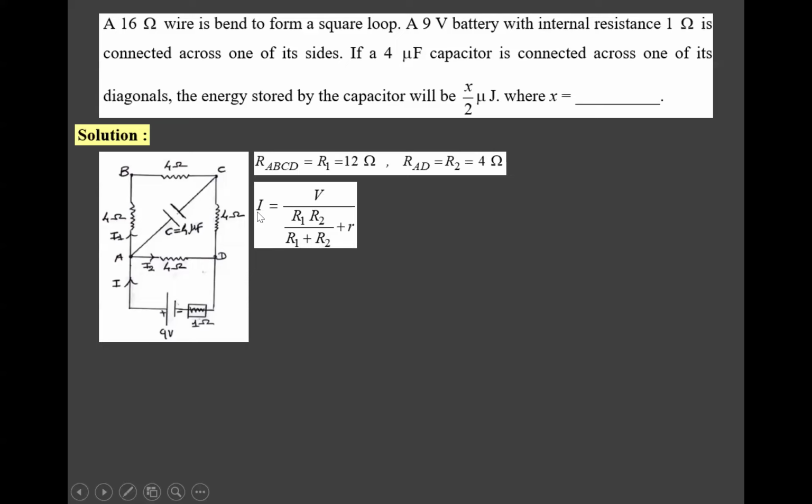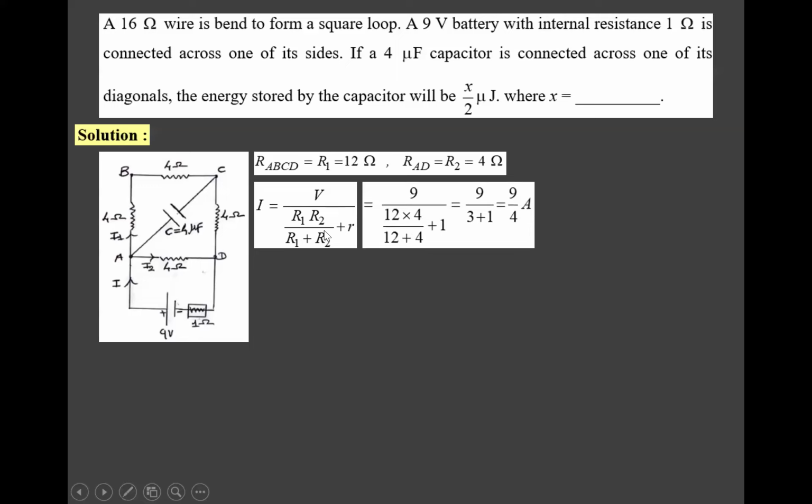So, current drawn from the battery, that is the battery voltage upon total resistance of the circuit. So, total resistance, that is R1 R2 upon R1 plus R2 for this parallel combination, plus internal resistance of the battery. So voltage, that is 9, R1 resistance of this upper branch 12, and resistance of branch AD, that is 4. So 12 into 4 upon 12 plus 4 plus 1, and you will get the current, that is 9 by 4 ampere.